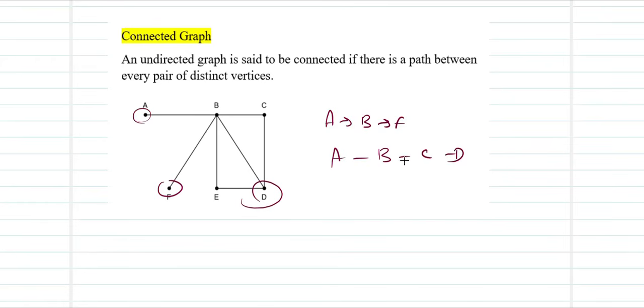There is a path. Can you talk about B and D? Yes, from B to D directly there is a path. Can you talk about C and E? Yes, C, D, E is a path. Can you talk about C and F? C, B, F or C, D, B, F. There is a path. So you take any pair of distinct vertices. If there is a path, then you call the graph to be connected.